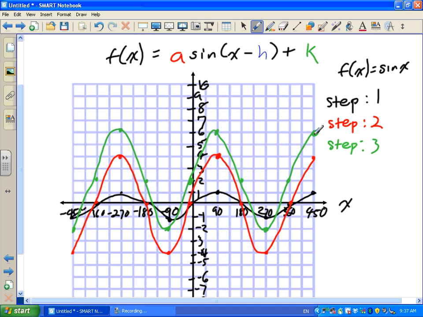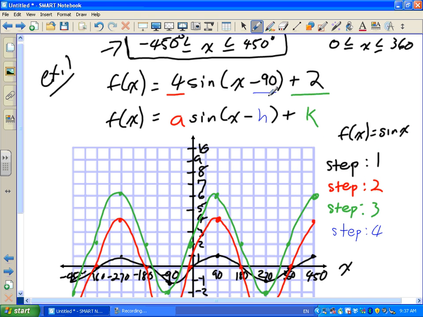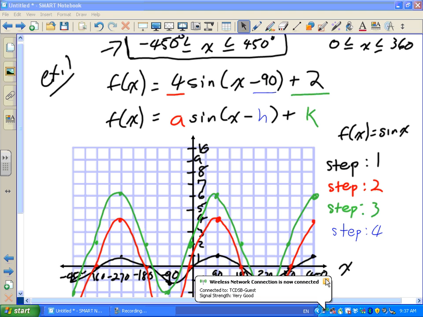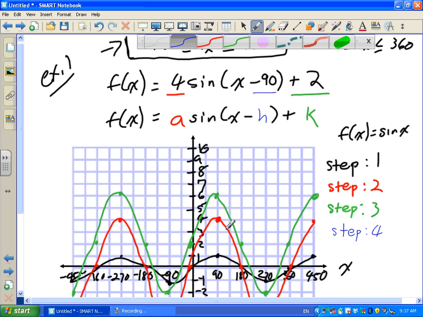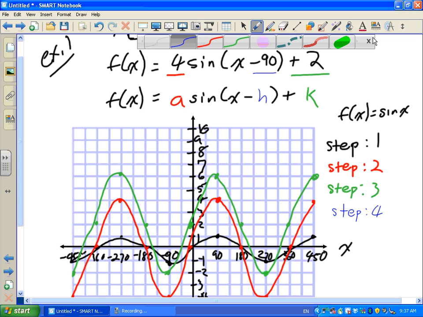The entire wave has moved up 2 units on the y-axis. And finally, step 4 is our last step, so our final graph is going to be written in blue. We'll take a look. It says -90. So when our h is negative, that means we're moving in which direction? Yes, we're moving in a positive direction. So we're going to move right. And we're going to take all these units and move them 90 degrees to the right.